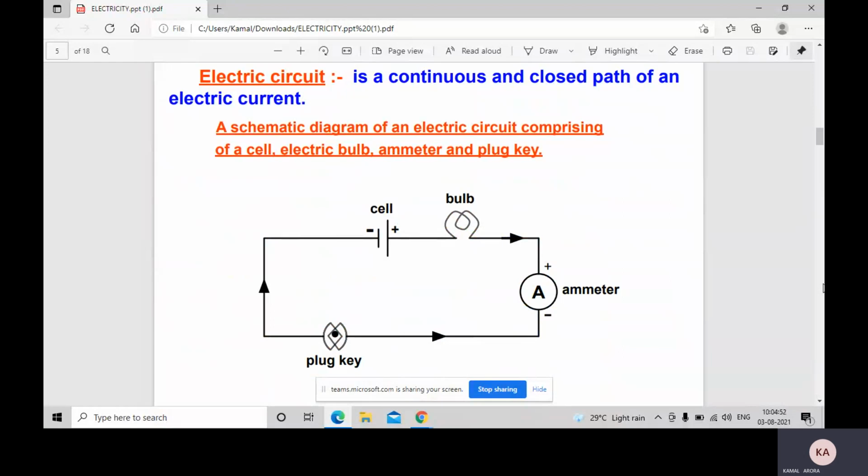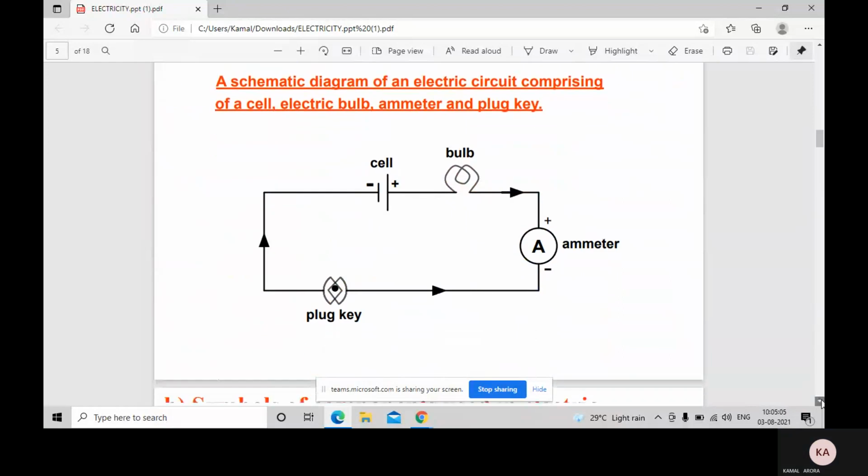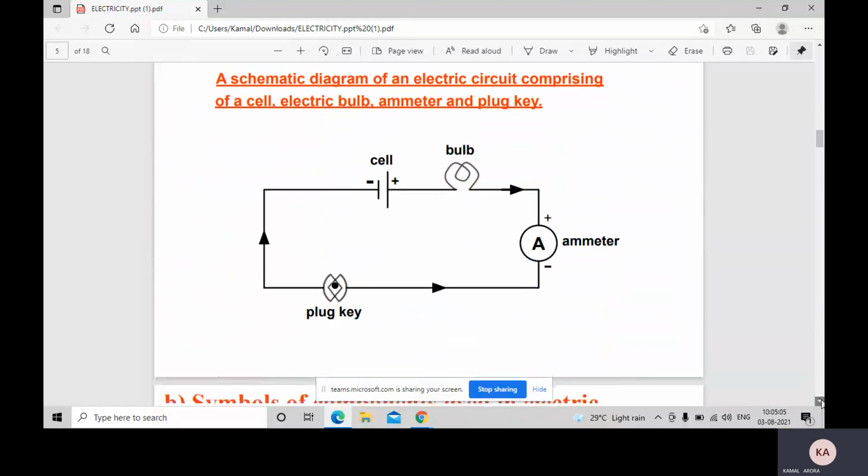Now, this is the diagram, and we always show the direction of current from positive to negative. Here, bulb, ammeter, plug key, cell, all are connected in series. Next, symbols of components used in electric circuit.